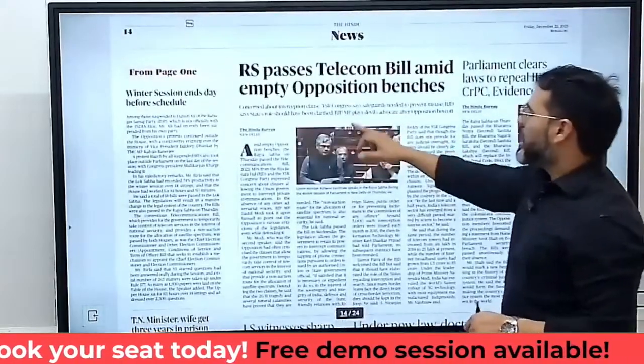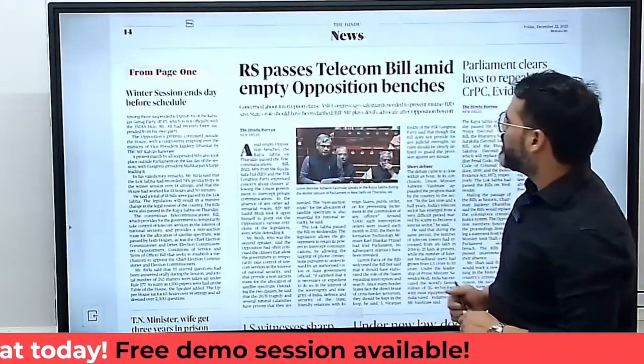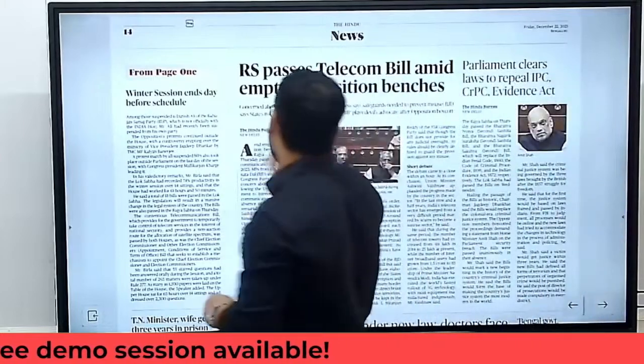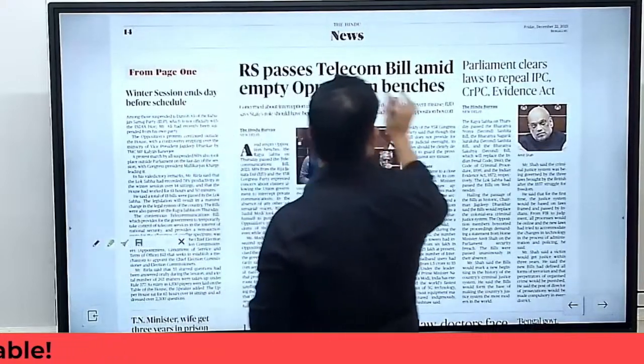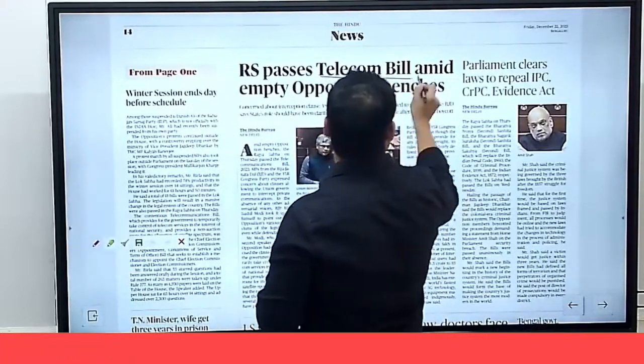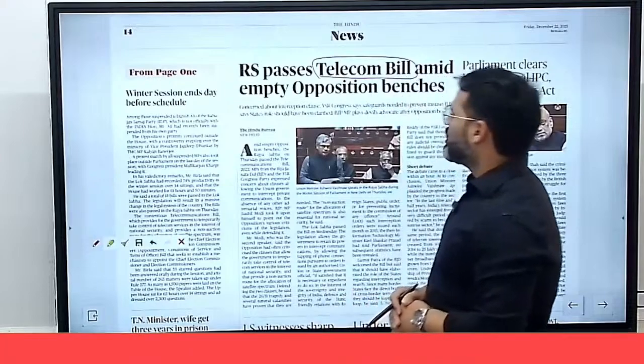And now this: Rashtra passes a telecom bill amid empty opposition benches. So when they have clearly given telecom bill, now you have to Google this. What is the telecom bill here? What are the important provisions of that particular bill?